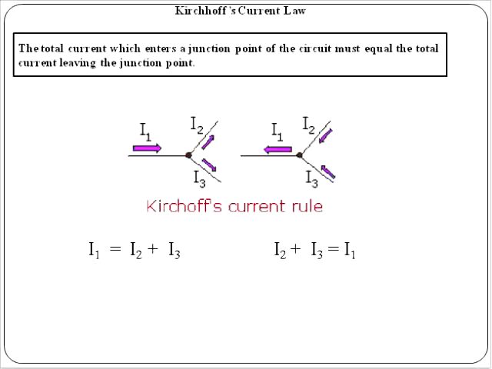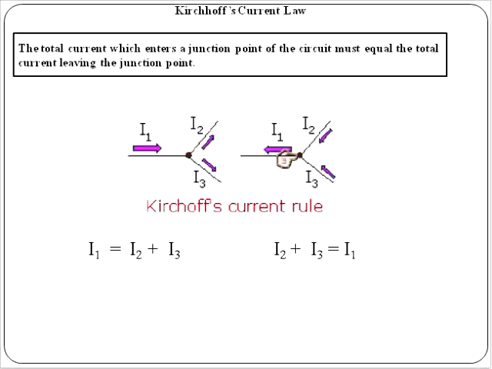So the current law says this, that the total current entering a junction point of a circuit must equal the total current leaving the junction point. So at this point right here, for example, if current I1 comes in, it splits two ways. Some goes to I2, some goes to I3. So in other words, I1 equals I2 plus I3 for this particular one.